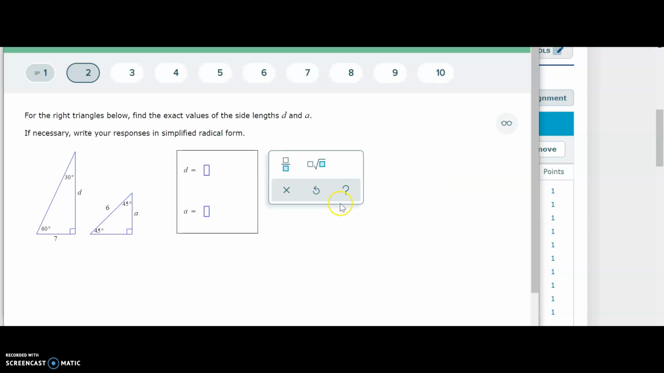I have 30 seconds here. All right, so across from the 30 is 7. Okay, so across from the 60 would also be 7, but it needs the square root 3. I think that was the same as the last one. If 6 is the hypotenuse, remember it's 6 divided by square root 2. Okay, or type that in your calculator.